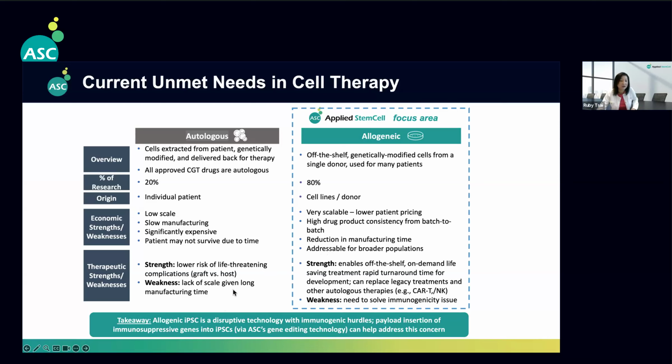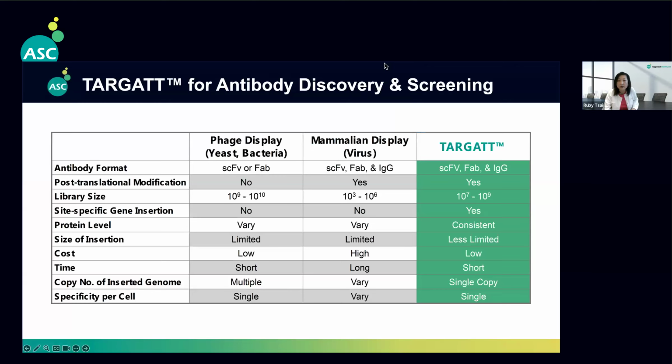So the takeaway here is really that allogeneic iPSC is a disruptive technology, although there are hurdles that we need to overcome, but we're making incremental progress towards that ultimate goal. Due to time constraint, I'm going to skip all these slides, and we'll send these slides to you.